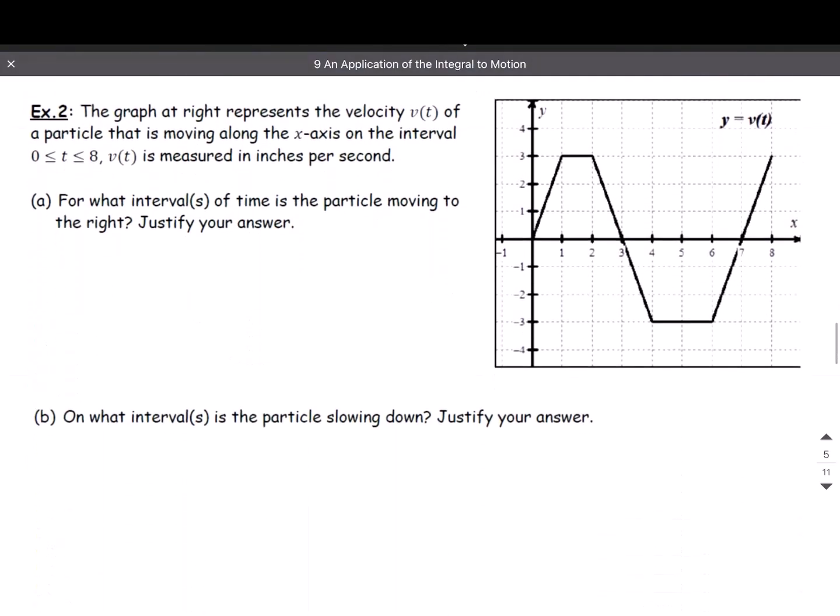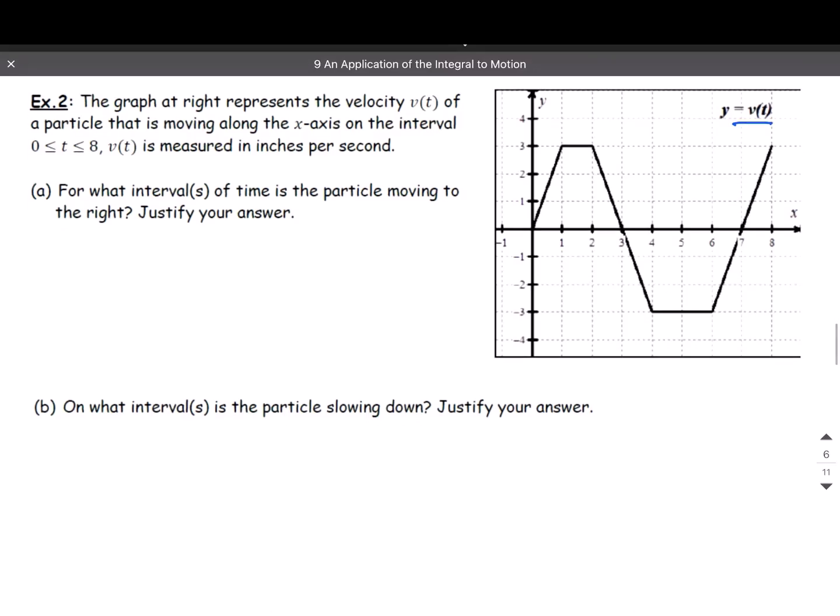Okay, now let's look at a motion problem given a graph. So we're going to look at a graphic problem. So we're given the graph of v of t. The graph at the right represents the velocity of a particle that is moving along the x-axis on the interval from 0 to 8. V of t is measured in inches per second. So for what interval or intervals of time is the particle moving to the right?